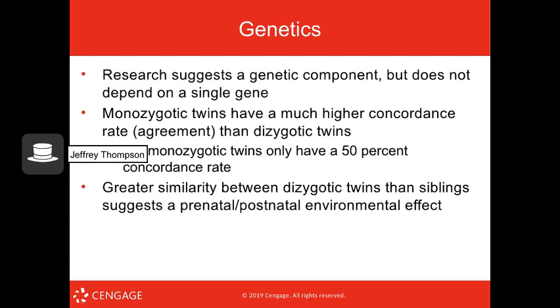So we've got to talk about genes. Research suggests a genetic component, but it's not just one gene, like a lot of the things that we've talked about. Monozygotic twins have a much higher rate of both twins showing schizophrenia than dizygotic twins, but it's only a 50% chance. So if you have a twin and they have schizophrenia, flip a coin and that'll determine whether or not you have schizophrenia. But one interesting thing is there is a greater similarity between dizygotic twins than siblings, meaning that something about being in the same prenatal, postnatal situation might have an effect on the development of schizophrenia.